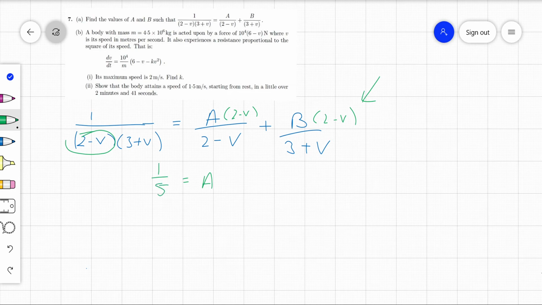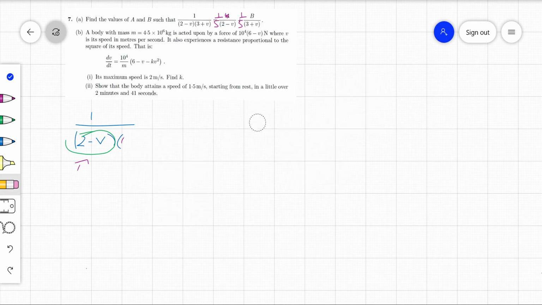So we can do the same thing with the B. So we can times everything by 3 plus v. So if this was 3 plus v, you can see we would just get a B here. If we subbed in a negative 3, and this time we've got rid of that, we're just subbing in our negative 3 in here. So again, for B, we get 1/5. So for both A and B, we get 1/5. So I'll just put a little 1/5 here and cross that out, and a 1/5 here just to remind us, but we don't need that.